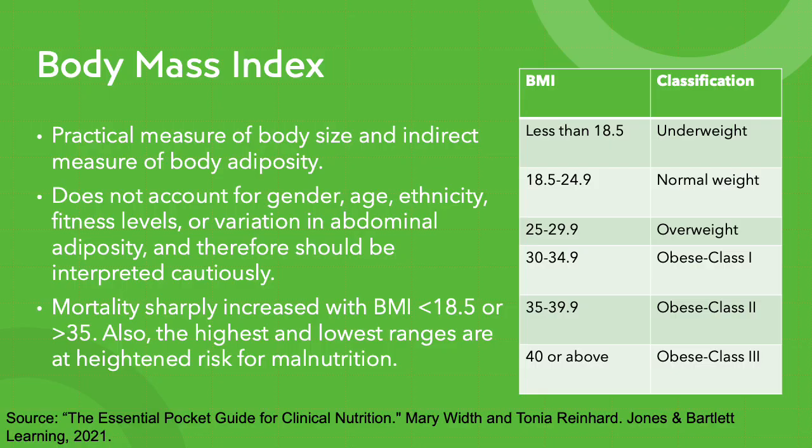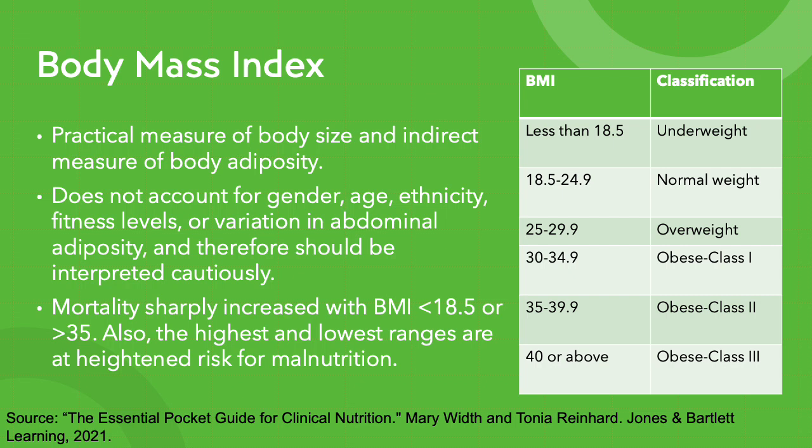Body mass index, or BMI, is a practical measure of body size and indirect measure of body adiposity. It does not account for gender, age, ethnicity, fitness levels, or variation in abdominal adiposity, and therefore it should be interpreted cautiously. It has been shown that mortality is sharply increased with a BMI less than 18.5 or greater than 35, and also the highest and lowest ranges are at heightened risk for malnutrition. And I've included here a table of BMI and the classification.